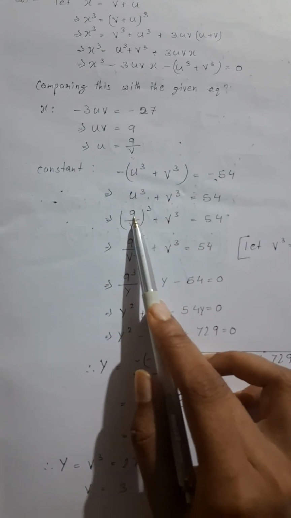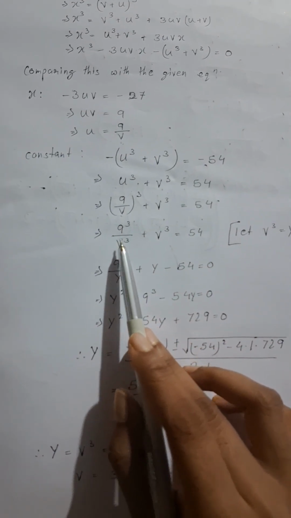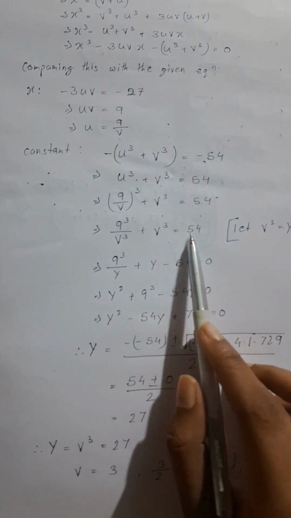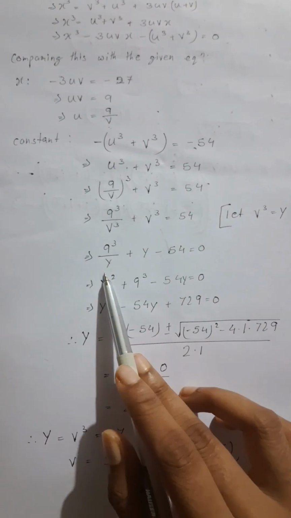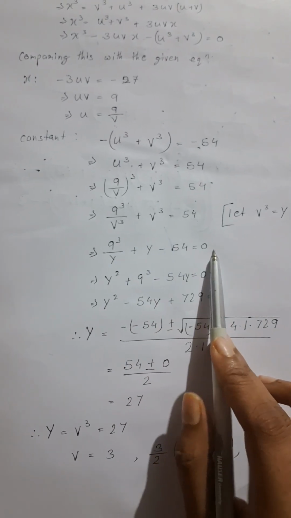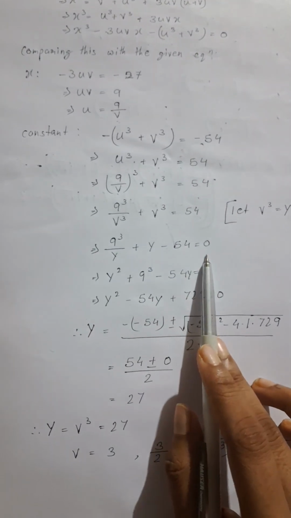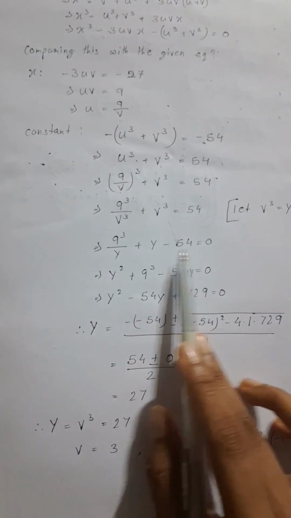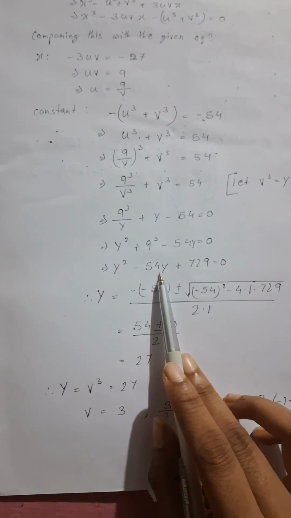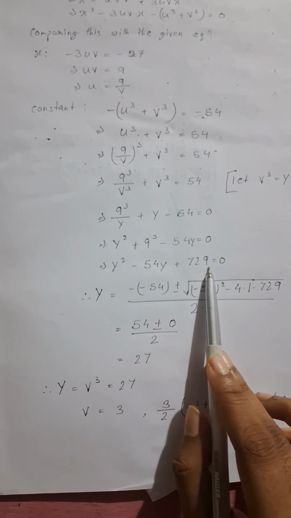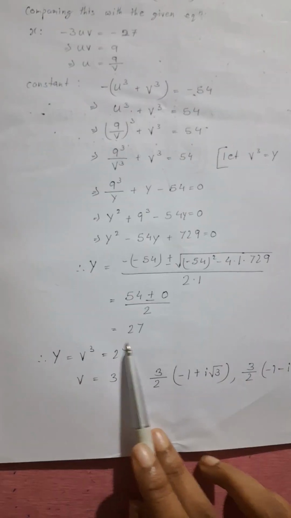So substituting the value of u as 9 by v, we get 9 cube by v cube plus v cube equal to 54. Now letting v cube equal to y, we get 9 cube by y plus y minus 54. Now to make this a suitable equation, we multiply this equation by y. So we get y square minus 54y plus 729. Now solving this, we get y equal to 27.